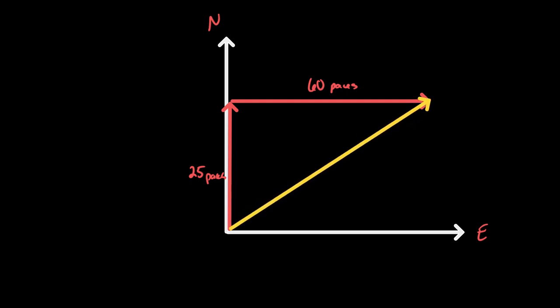Let's say instead you're given this. You have to walk 25 paces in the north direction and then turn and walk 60 paces in the east direction. I would like you to tell me, of course, what is the direct distance to get there and what angle would it take? This is the other version of the problem. This is the other fork in the road.